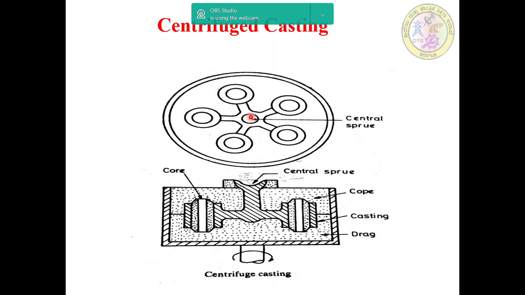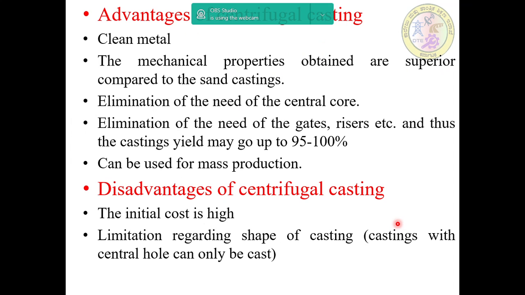And then small castings are done by this method. This is the sprue, and then this is the arrangement. After pouring, we do centrifugal casting. This is rotated, and we'll get the castings. And then in centrifugal casting, there are many advantages.